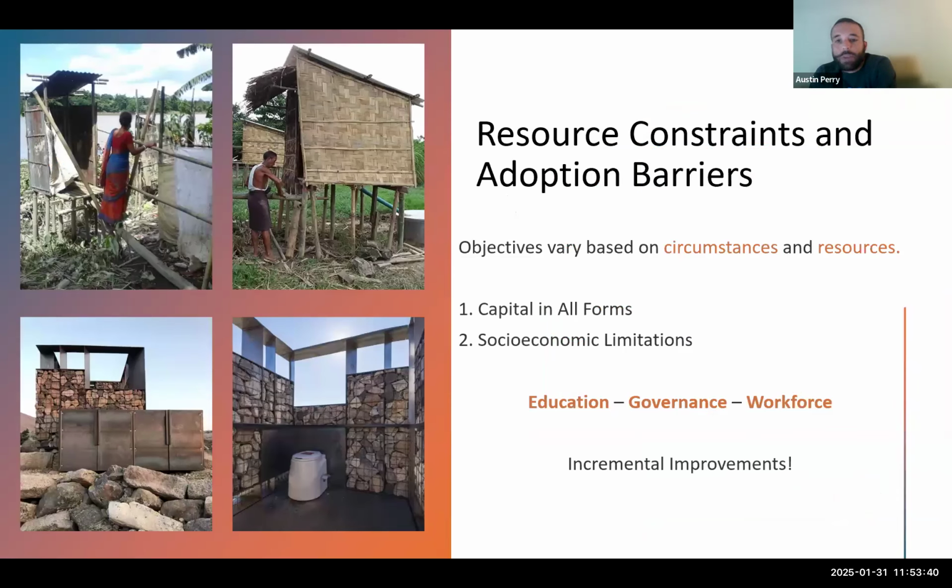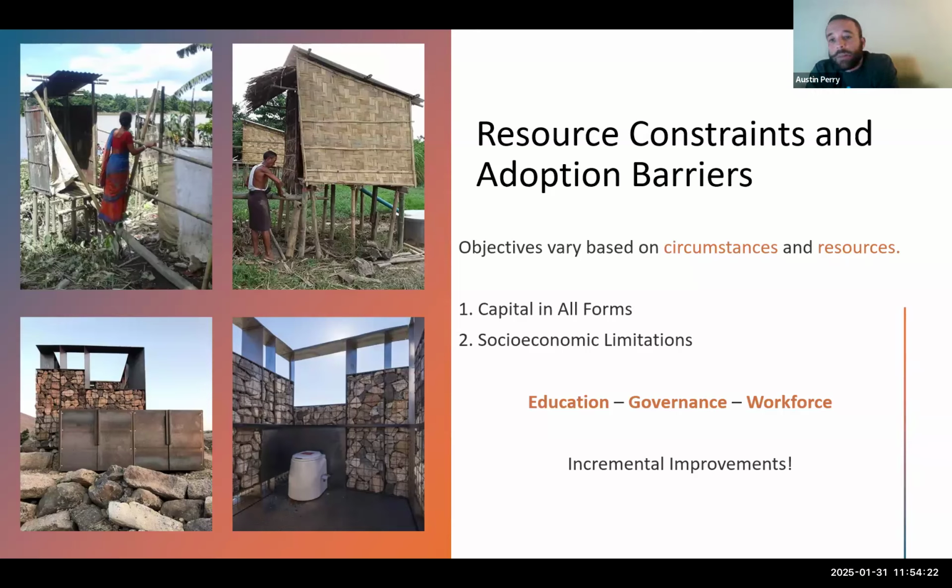So some of the resource constraints and adoption barriers we have to contend with are that objectives vary based on circumstances. If you can imagine, in certain places on planet Earth, simply collecting and disposing of wastewater is the big idea. That's as far as they may be able to take it. In other places, like North America and the Middle East, taking wastewater and turning it into fresh water would be the big goal to lower water scarcity and improve water resilience. So one of the big constraints is capital in all forms. What I mean by that is financial capital, human capital, manufacturing capital, on and on. There's dozens and dozens of forms of capital. All of them come into play.